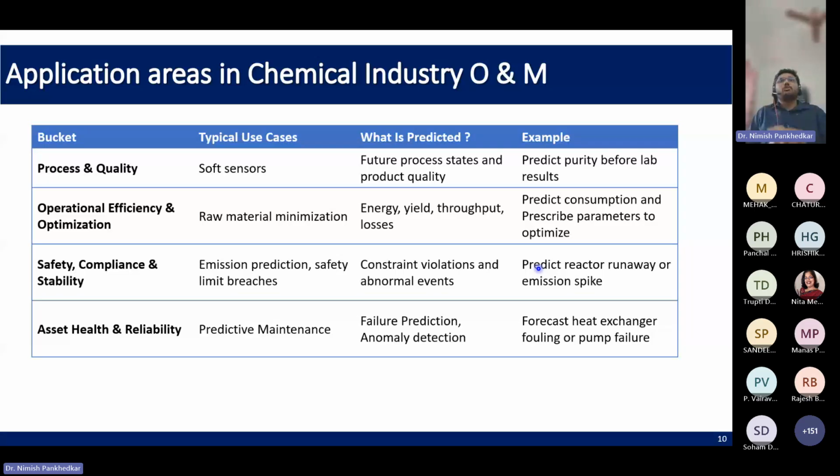So I just tried to give you a gist about different buckets where predictive analytics could be implemented, or rather is implemented, in the chemical industry. Because I remember yesterday Dr. Neeta ma'am mentioned that AI ML is no more a buzzword. That is absolutely right. There is a lot of actual work going on, and not just work, but a lot of value is being realized by implementing these models in the industry, and not just at pilot level but at a larger scale also.